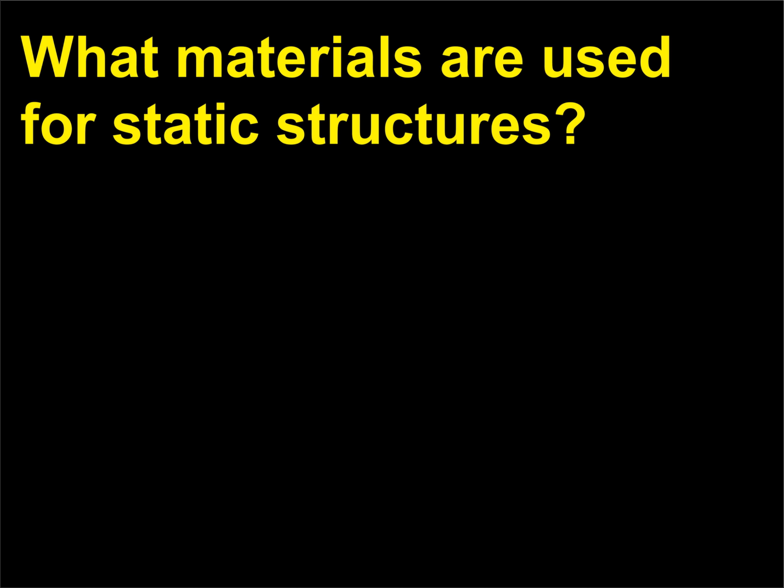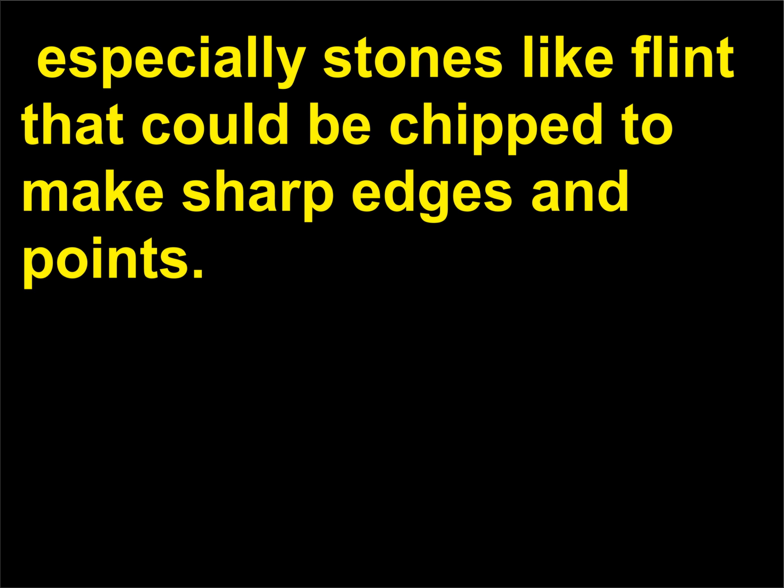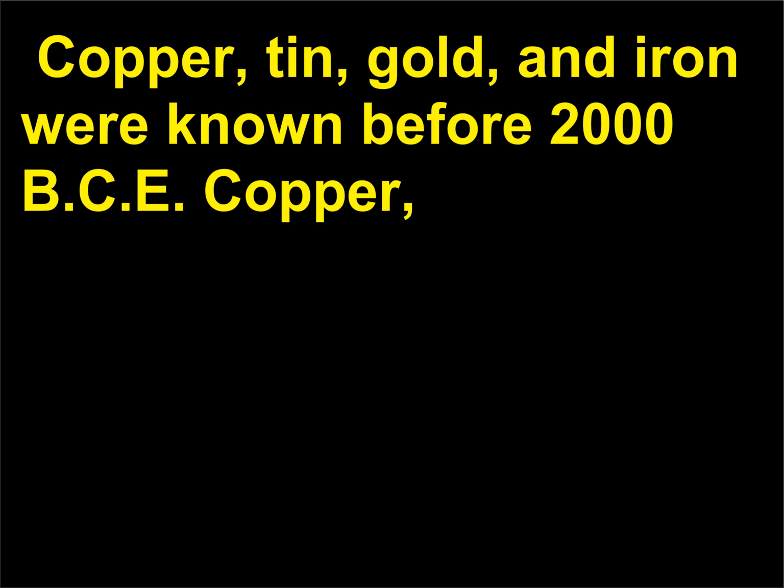What materials are used for static structures? The first materials used were made of stone. Especially stones like flint that could be chipped to make sharp edges and points. Ancient peoples discovered metals, either in pure form, or in ore, that is mixed with non-metals. Copper, tin, gold, and iron were known before 2000 BCE.